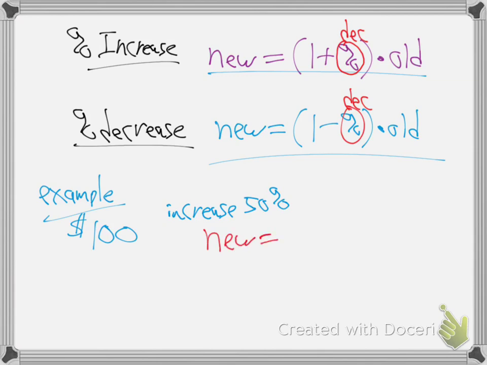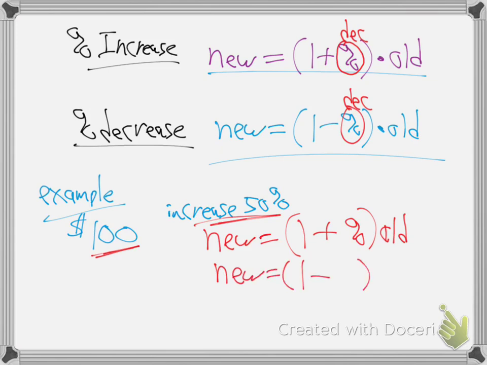If you're going to take $100 and increase it 50%, we already know the answer. It's going to be 150, huh? But let's see this formula in action. I'm saying it's going to be 1 plus the percent times the old. So the new is going to be 1 plus, now what's the percent? 0.50. Yeah, you got to make it a decimal. Beautiful. 50% made into a decimal.